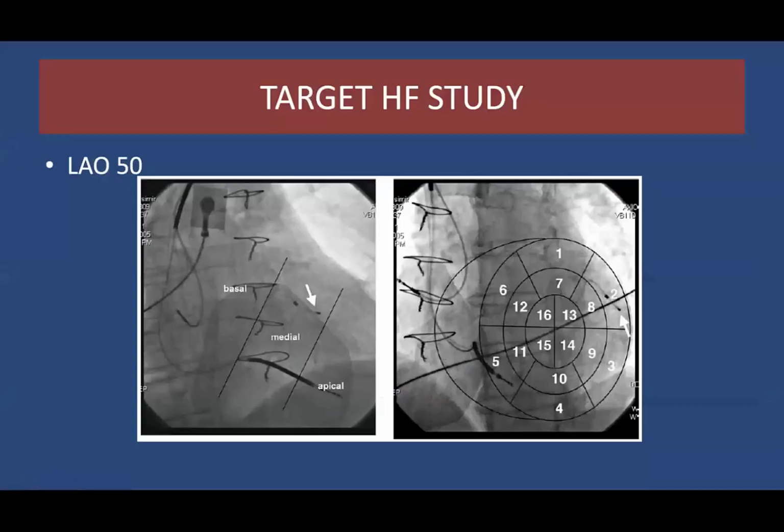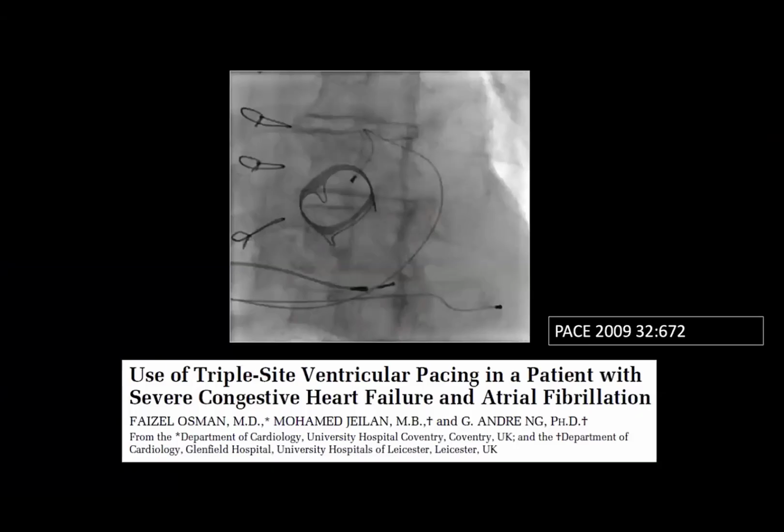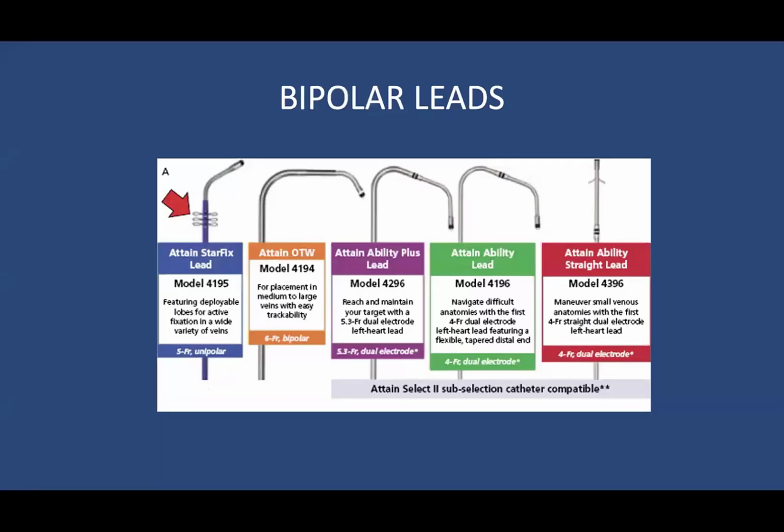The TARGET HF study demonstrated in many cases that there are multiple areas of late activation in the left ventricle. And in some cases, the need for multiple leads to resynchronize has been studied with varying degrees of success. But going back to the technology, the device originally was set up with unipolar leads. The original devices were unipolar.